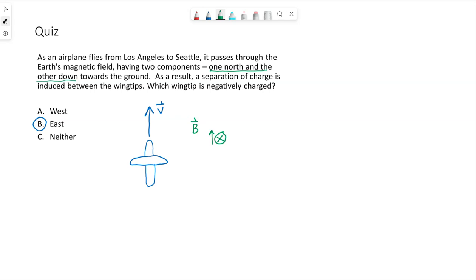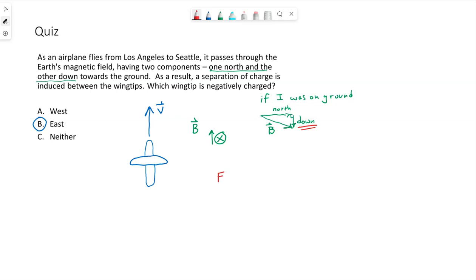So essentially, if I was on the ground, and if I could see the magnetic field, the total magnetic field just dips downwards from horizontal. It has a northward component and a down towards the ground component. Now, in terms of getting a separation of charge, the only component of the magnetic field that I care about is the downward one.